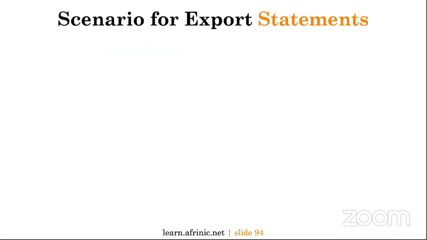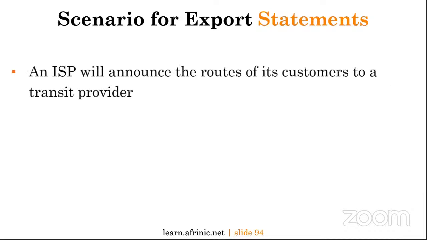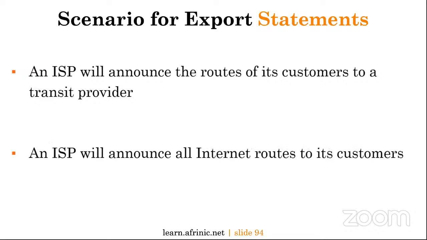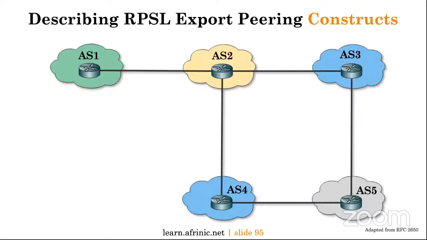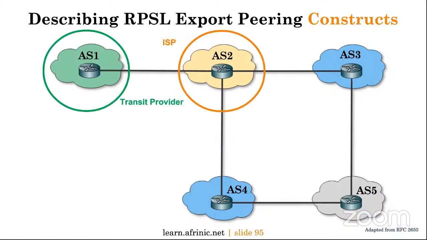So, excuse me, the scenario for the export statement is the same thing. An ISP wants to announce the routes of its customers to its transit provider, because you want to provide transit for them also. And then you will announce all internet routes to your customers for them to have what they're paying you for. So the same example here: we have the ISP AS2, the transit provider, and our customers.